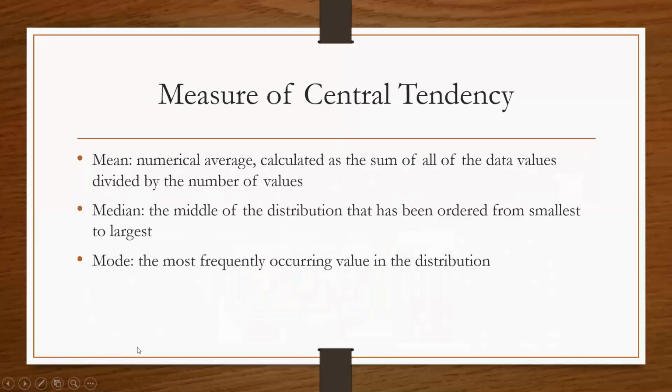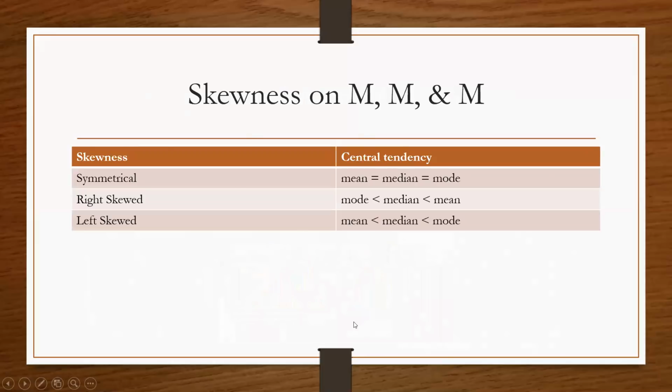So measures of central tendency. The mean is the average, calculated by the sum of all the data points. You've got the median, which is the exact middle of the distribution ordered from smallest to largest, and the mode, which is the most frequently occurring value in the distribution. Not really much to say about those, but then there's the skewness, and how it affects mean, median, and mode.